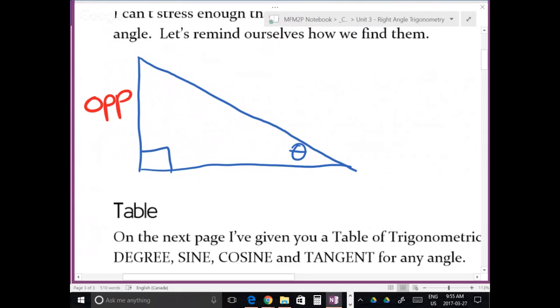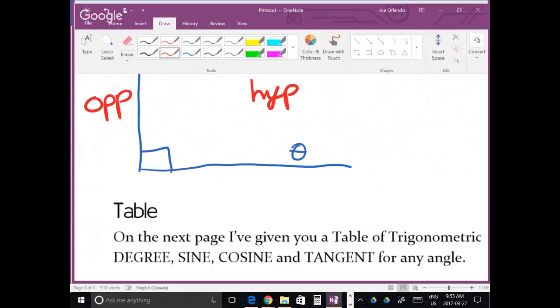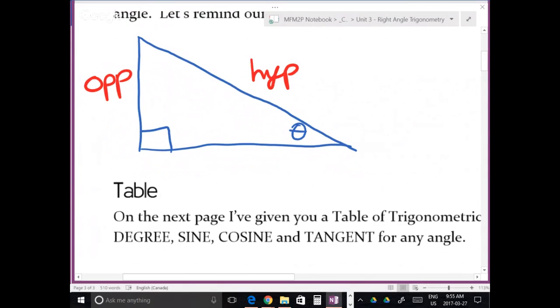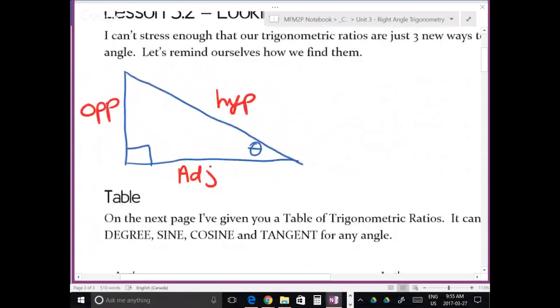You're totally right. What side? It's across from the right angle. So like this. So is that it? Great. Okay, let's try again. Very good. The adjacent, which is the other side. It's the side that touches the theta that isn't the hypotenuse, but it's just the other side. So there we go. We know that.